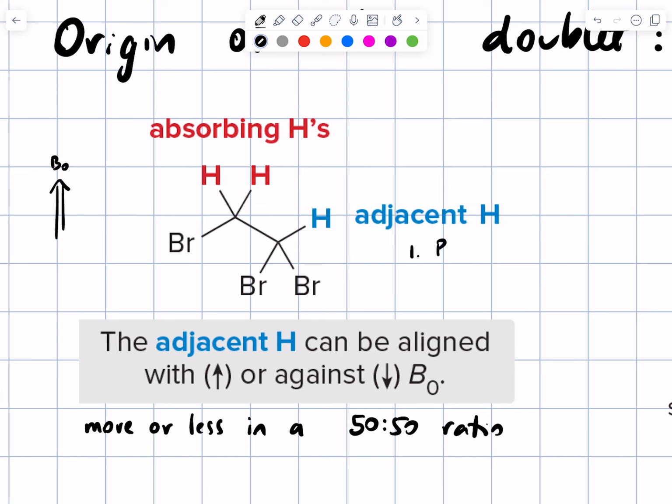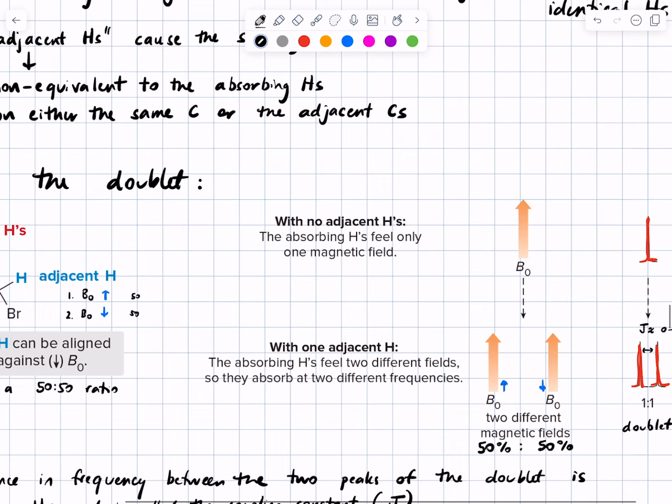They experience environment one, where they have the external magnetic field and the field of that adjacent blue proton. We'll call that B plus the blue arrow. And they experience another environment, which is the external magnetic field minus the magnetic field caused by that adjacent proton. Remember, protons themselves have a magnetic moment. So the red protons may experience the external magnetic field plus the magnetic moment of the blue proton, or the external magnetic field minus the magnetic field of the blue proton. They can experience that at a 50-50 ratio. And so the pattern you observe there is called a doublet.